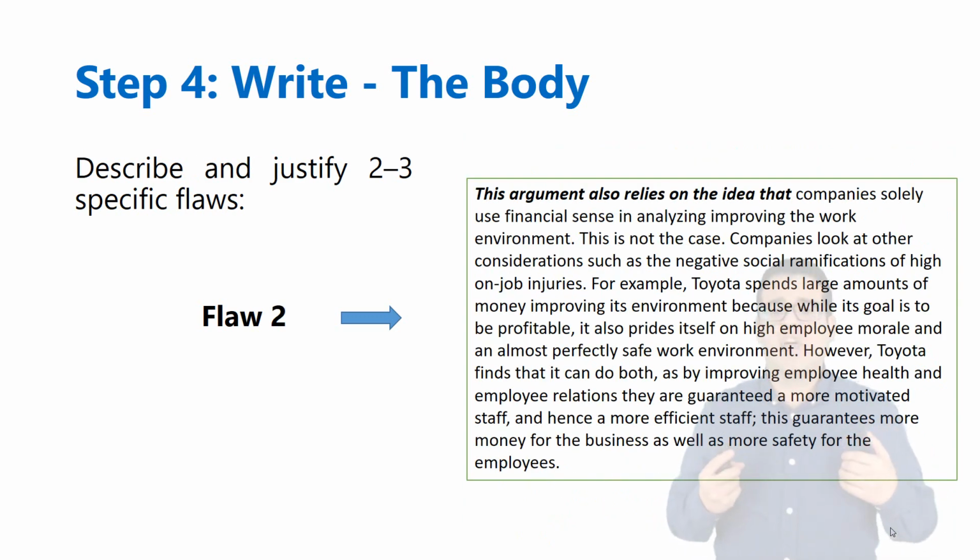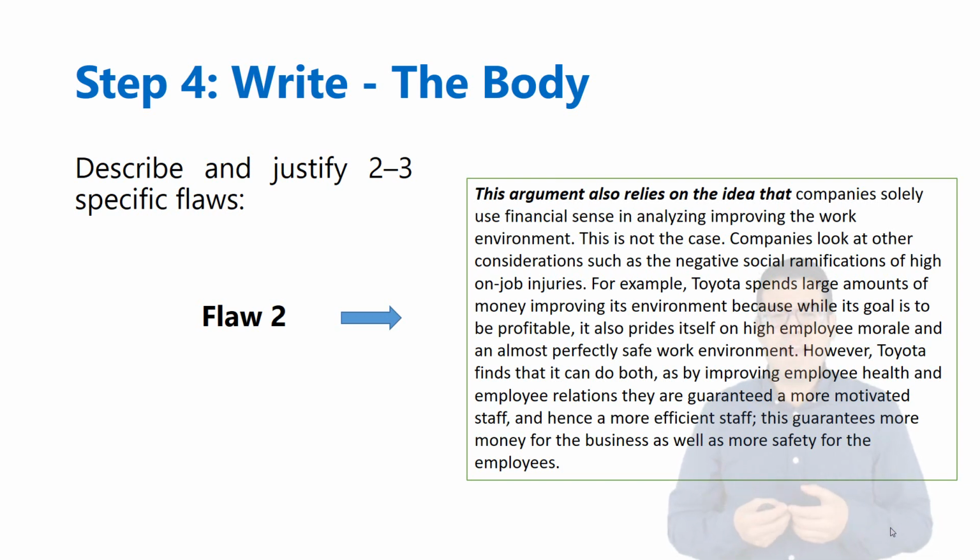This argument also relies on the idea that companies solely use financial sense in analyzing and improving the work environment. This is not the case. Companies look at other considerations, such as the negative social ramifications of high on-job injuries. For example, Toyota spends large amounts of money improving its environment because while its goal is to be profitable, it also prides itself on high employee morale and an almost perfectly safe work environment.